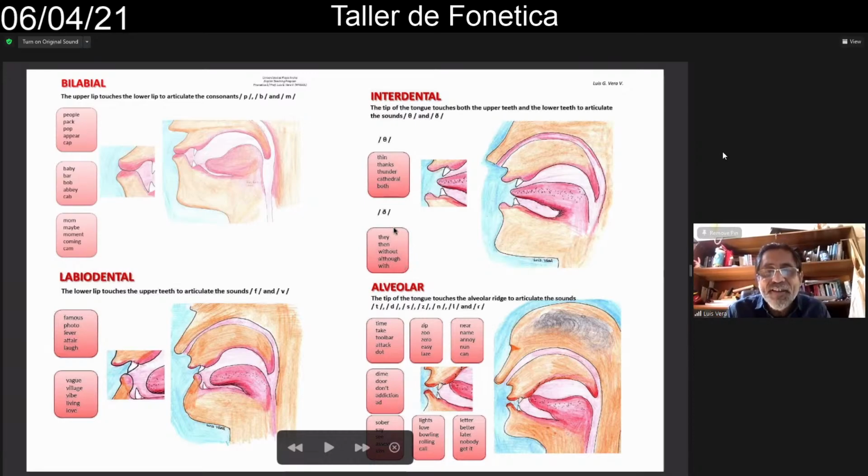Now you should repeat. Thin, thanks, thunder, cathedral, both, they, then, without, although, with. Then we have alveolar.